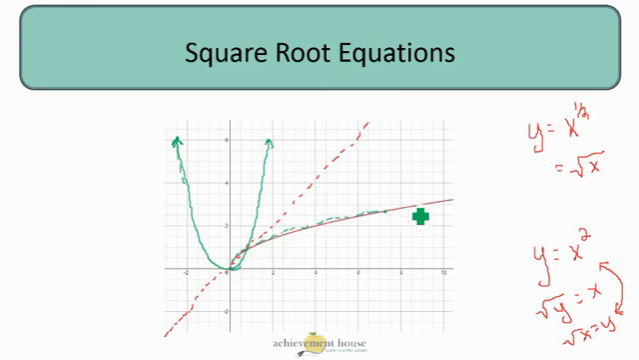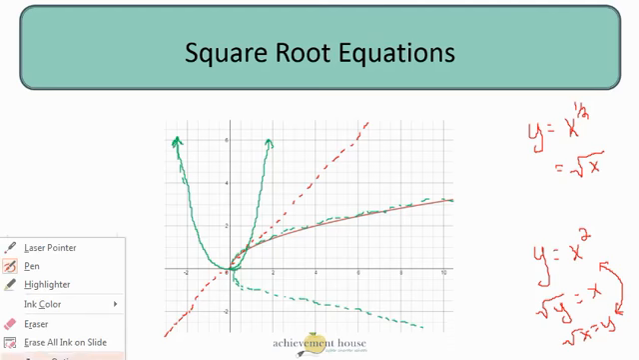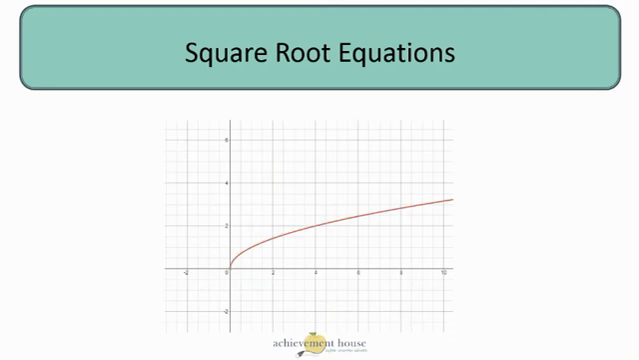Now you might be asking, well, why doesn't it look like a parabola? Well, here, this bottom part is not there. That is the imaginary part of the graph, because you cannot have a negative square root. So our parent function just looks like that. That is y equals the square root of x.